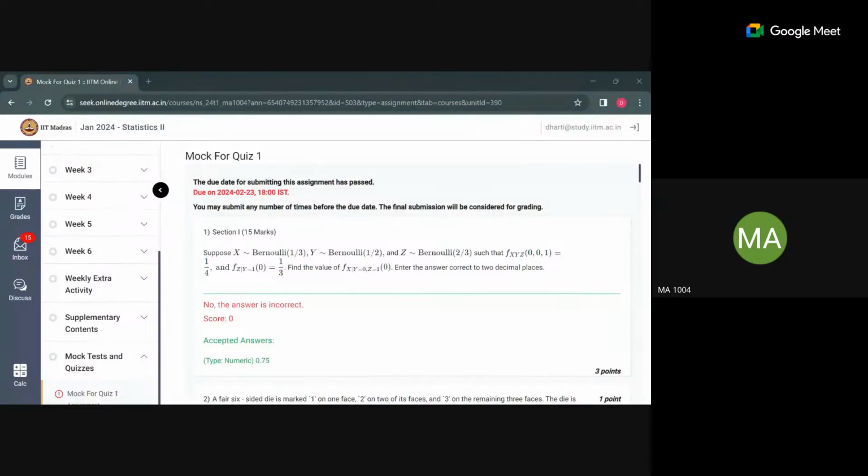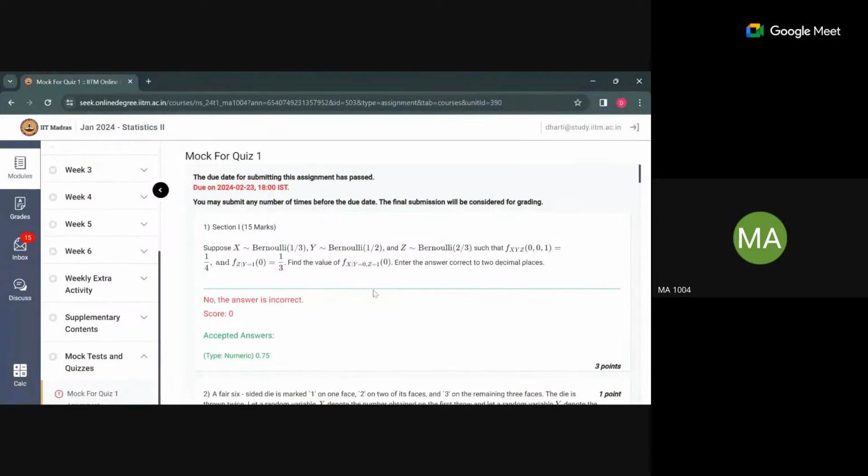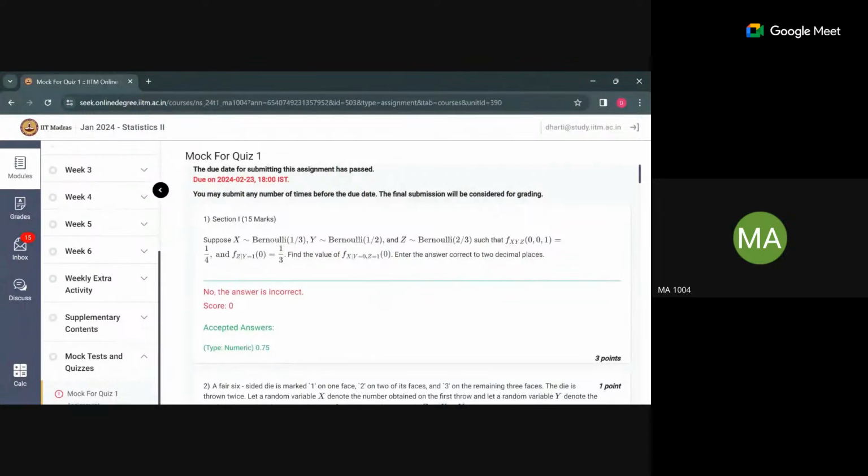So the first question is, suppose X is a Bernoulli random variable with probability 1 by 3, Y is Bernoulli with probability 1 by 2, and Z is Bernoulli with probability 2 by 3. And if the joint probability of XYZ at the point 0, 0, 1 is given as 1 by 4, and the conditional probability that fZ of 0 given that Y is equal to 1 is 1 by 3, then find the value of the conditional probability of fX at 0 given Y is equal to 0 and Z is equal to 1.